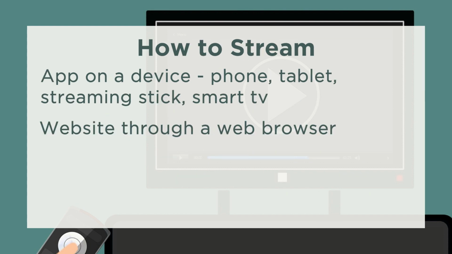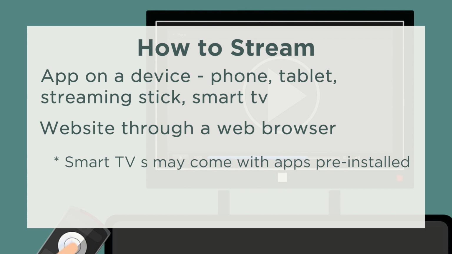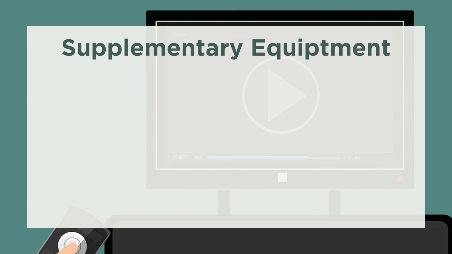You can access and stream content via a dedicated app or through a web browser on the service's website. Pretty much all of these services we're going to look at have both an app and a website, so you have both options. Smart TVs may even come with some of these apps pre-installed, or they may allow you to add these apps. You may also need some supplementary equipment, especially if you're wanting to stream to your TV.